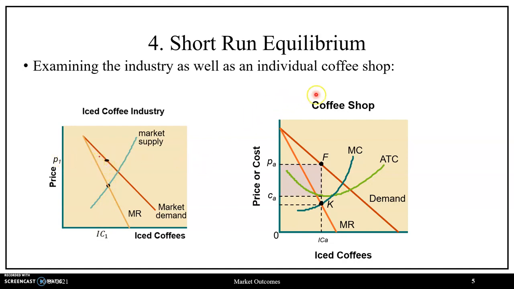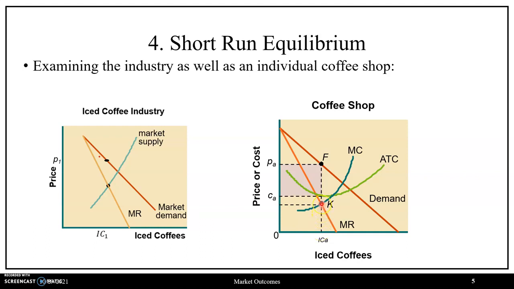How this translates to the individual coffee shop on the right, similar to what we did with the profit maximization process in our prior video, we have our downward sloping demand curve for the iced coffee of this particular coffee shop, their downward sloping marginal revenue curve below the demand curve, a U-shaped average total cost curve in which it's downward sloping when average fixed cost is dominant and upward sloping when average variable cost is dominant. We then have our upward sloping marginal cost curve due to diminishing marginal returns. Profit maximization occurs at the intersection of marginal cost and marginal revenue, which determines our output level for this individual firm, corresponding to an output level ICA.